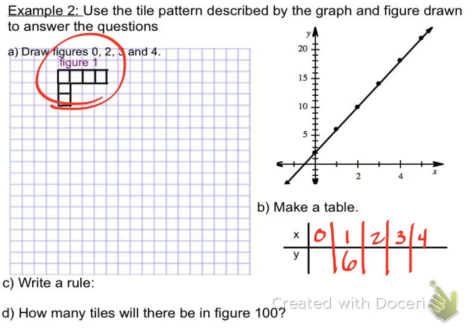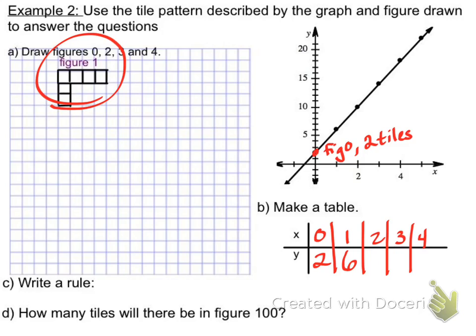Now, how can I use the graph? I've got to look at the graph. Let's take a look at 0. Notice that figure 0 has 2 tiles, because if I went to figure 0, I have to go up 2, y is 2, to get to a point on the graph. So figure 0 has 2 tiles.